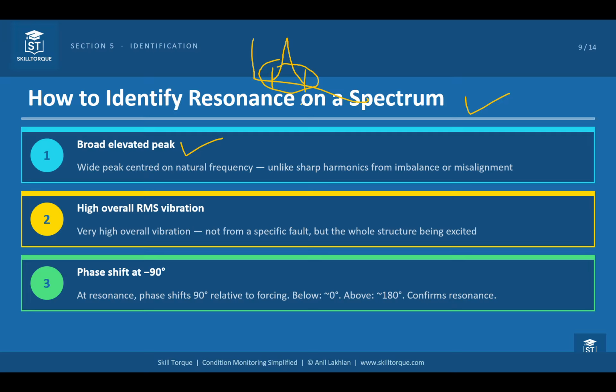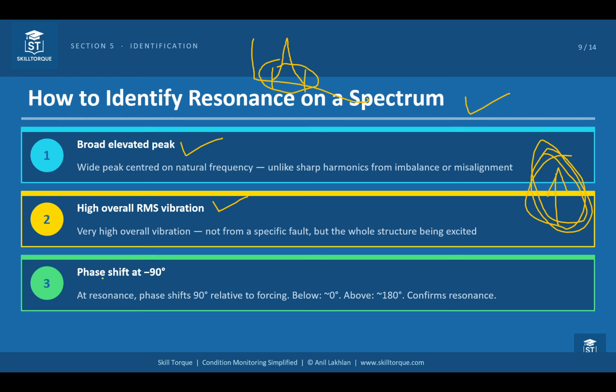So the second thing that you will be seeing in the spectrum is that the overall vibration level will be high, right? Whenever you are in resonance, the overall vibration level will be high, not because there is some kind of specific fault in the machine, but because the entire structure is being excited at its sensitive frequency, or you can say its natural frequency, right?